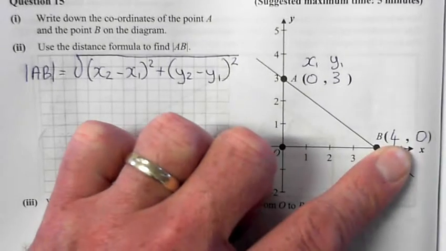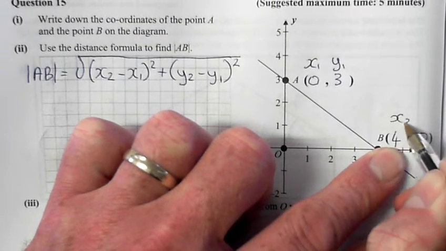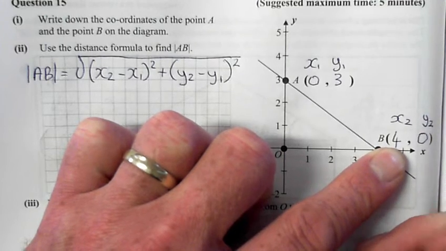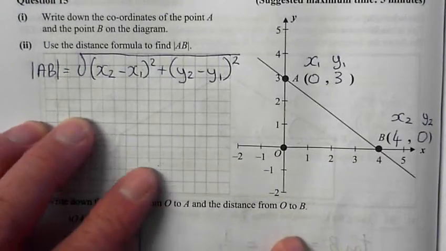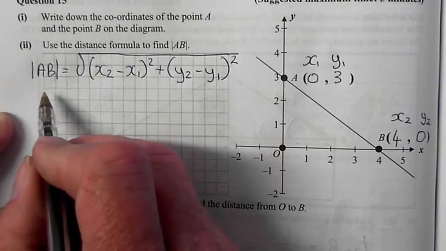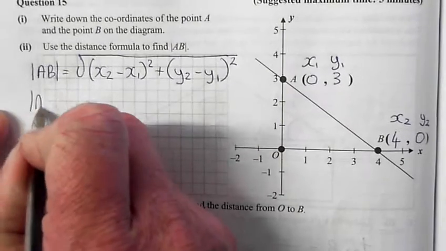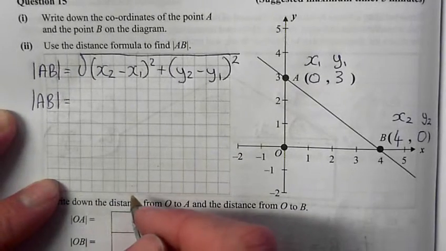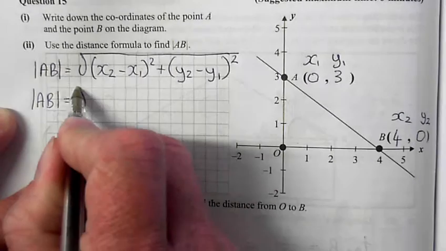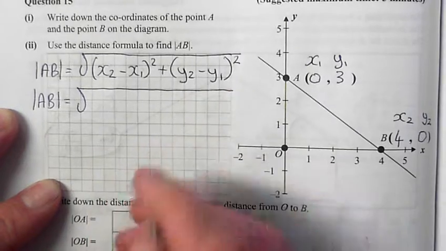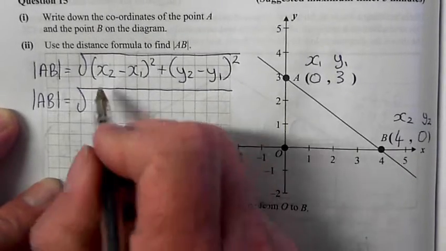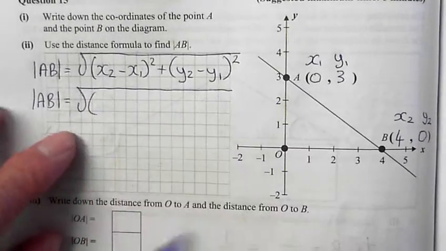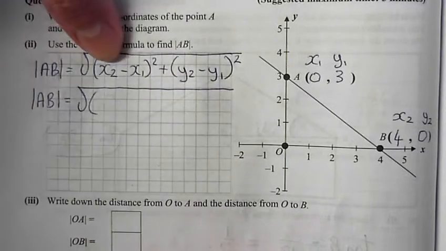And you mark the second point, x2, y2. Right, now follow the equation. Alright, so you write the square root sign all the way across. Are you looking? And watch, I'm going to follow the equation as I go along.